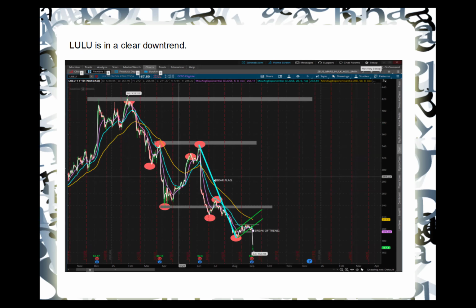So if you look at Lulu, Lulu is clearly in a downtrend, and it's characterized again by lower lows. So lower low here, lower low here, lower low here, lower high, lower high, lower high. And again, if you think of wave theory, it comes down like this, comes back up, and then it comes back down again.